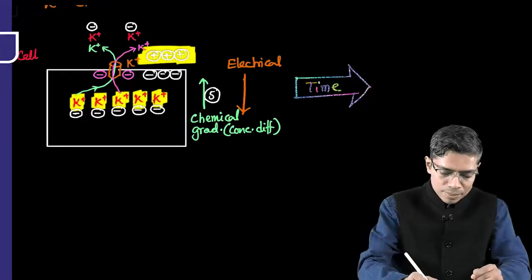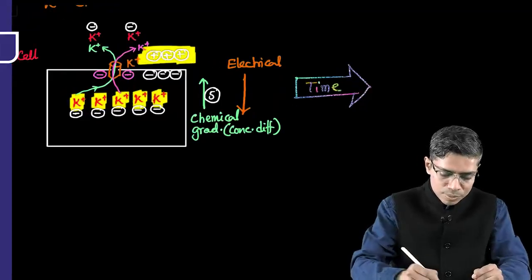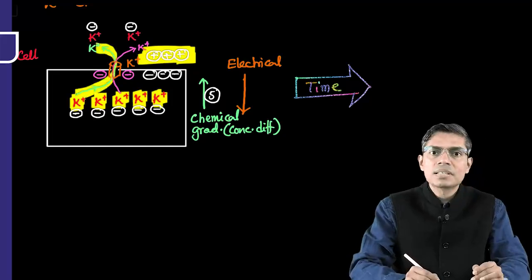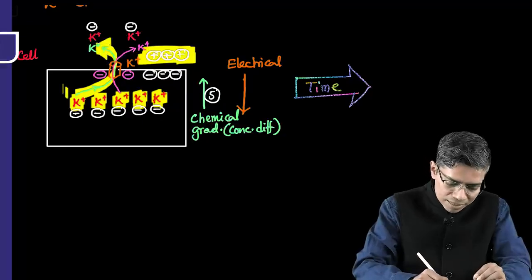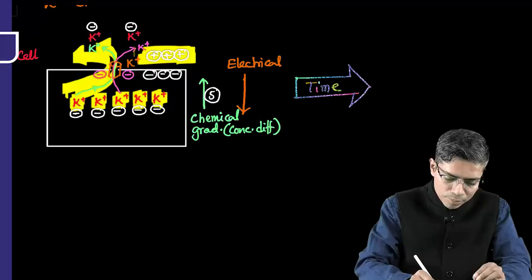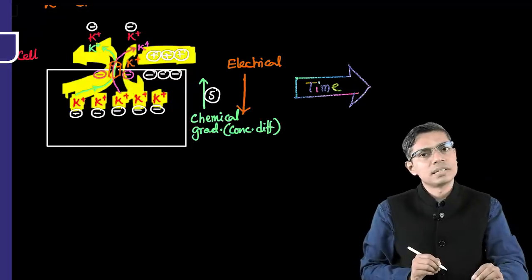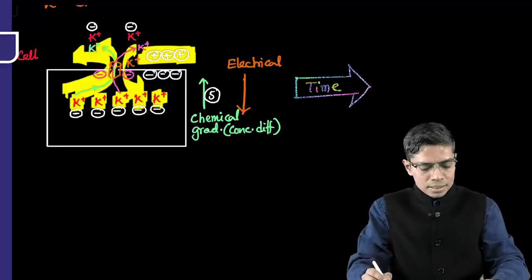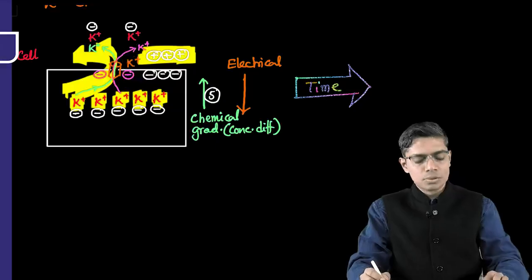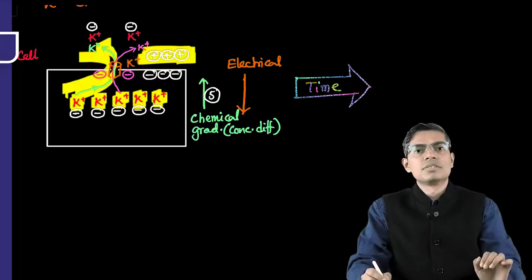So the potassium was moving through this leak channel. It is moving. After a certain point of time, equilibrium developed. During that equilibrium, whenever extra potassium is trying to move out, that potassium is coming back to the cell, and that is known as equilibrium point. That means at equilibrium point, the net movement of potassium through the leak channel is 0.